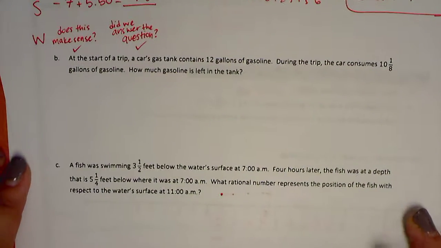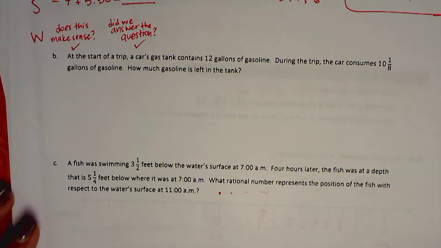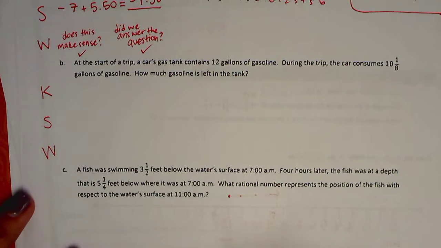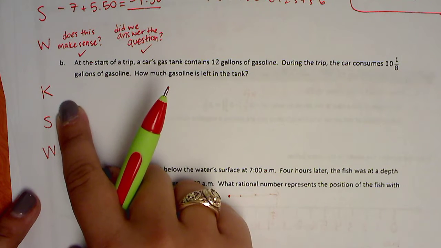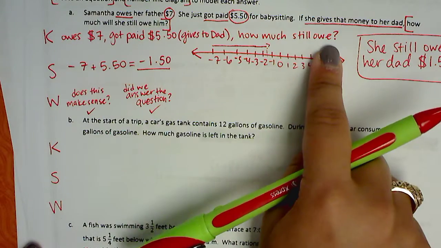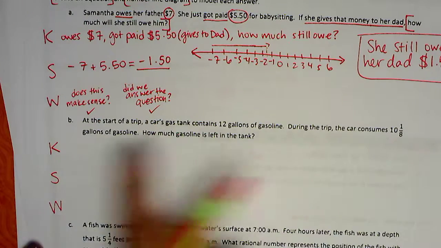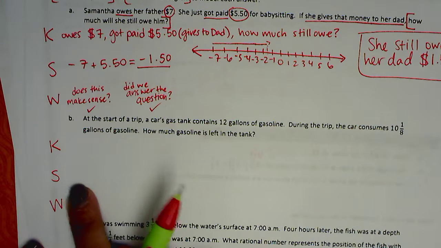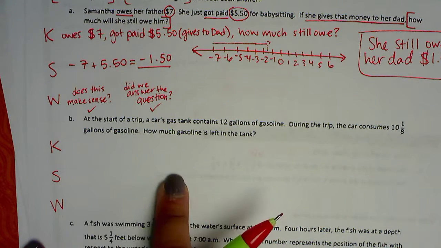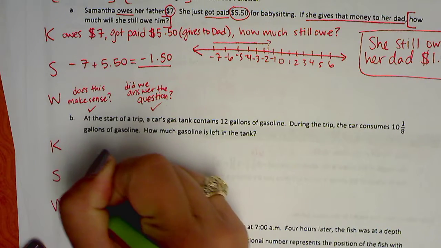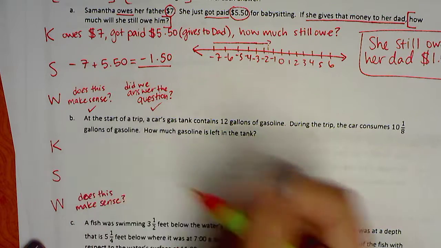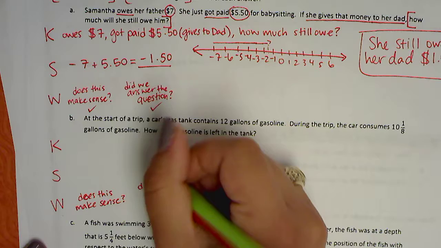Now we're going to work on this one. I'm going to get you started, and then you're going to do it on your own. You need to have know, show, woe. On know, you're going to start out with what are the numbers and what do they mean? Just like we did up here, owes 7, got paid $5.50. How much do I still owe? You need to have what do these numbers mean and what is the question asking? On the show, you need to tell me what you're going to do and you need to do it. On the woe, you need to ask yourself, does this make sense? And did I answer the question?